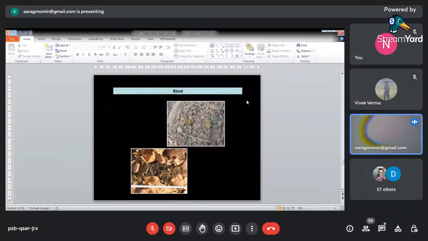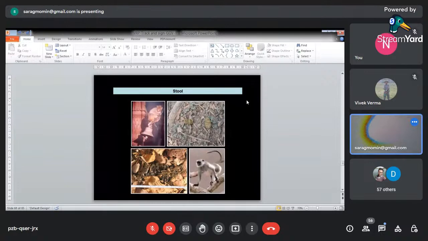Can you distinguish these two? Sir, langur. Which one? Top one, upper one or lower one? Top one. A lower one? I'm confused. Okay. The upper one belongs to macaque species, the lower one belongs to langur species.